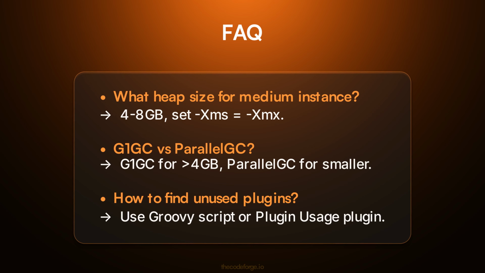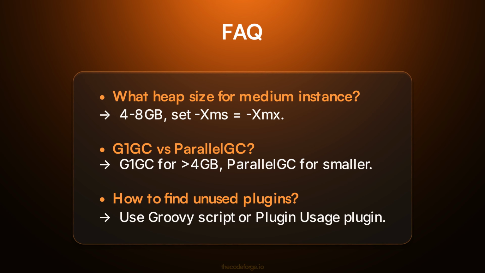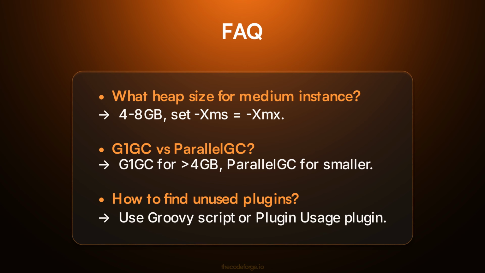And a few frequently asked questions. What heap size for a medium instance? For 8 GB, set Xms equal to Xmx. G1GC vs parallel GC? G1GC for 4 GB and above, parallel GC for smaller. How to find unused plugins? Use a Groovy script or the plugin usage plugin.